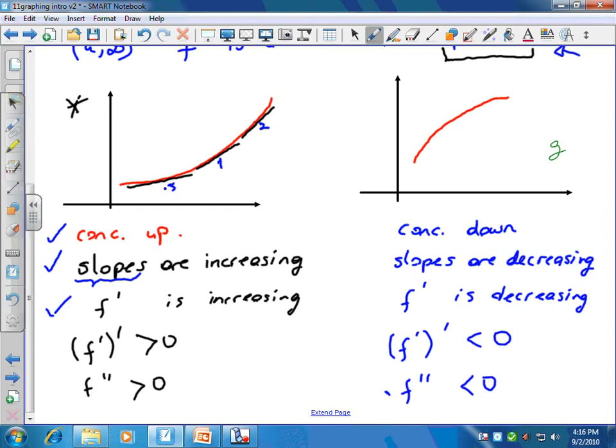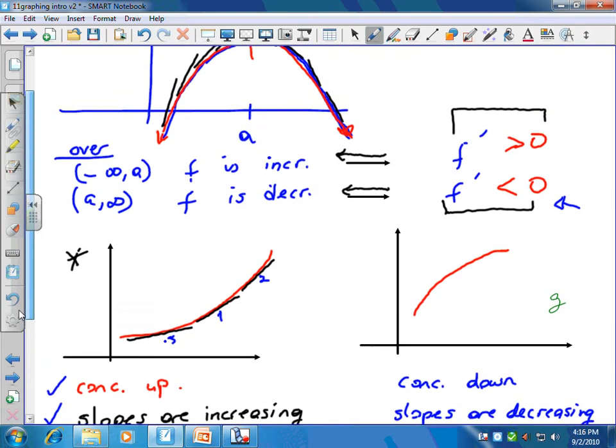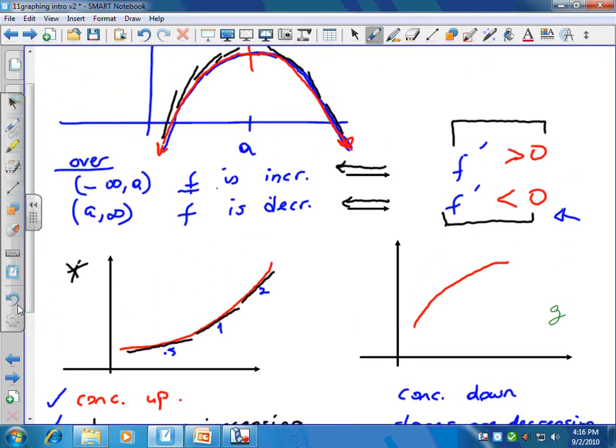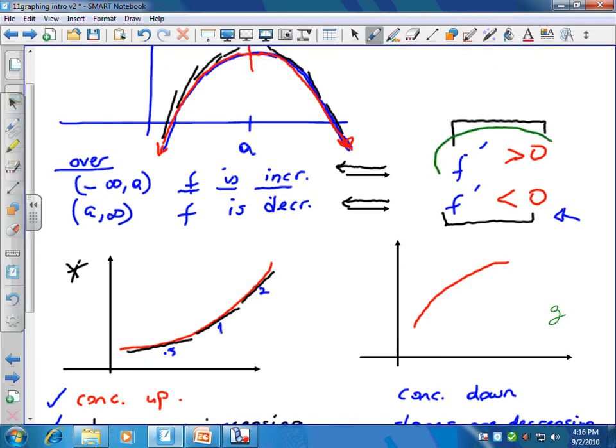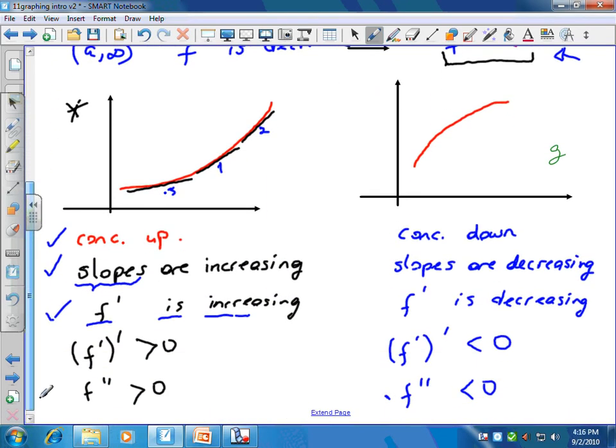And here's the tricky part. This is a little bit hard to follow, but pay really close attention if you can. If something is increasing, let's review what we did earlier. Something is increasing, like here, f was increasing. Then what happened to its derivative? Its derivative was positive, right? Well, in this situation, the slopes are increasing, f prime is increasing.